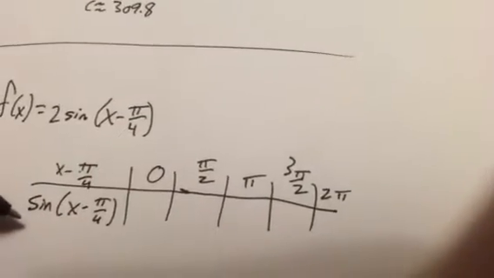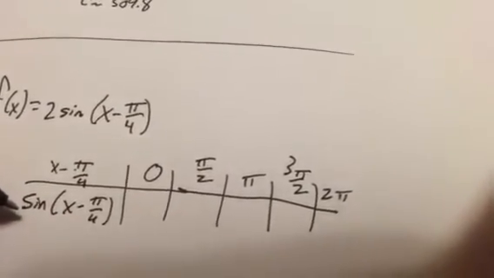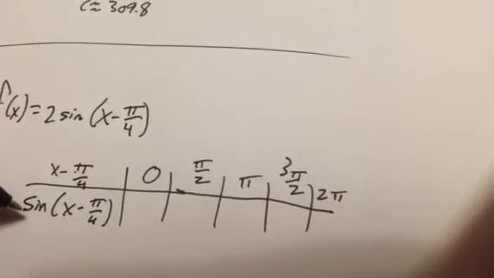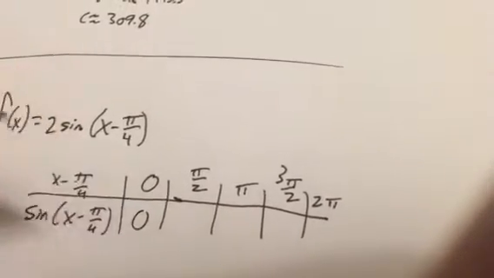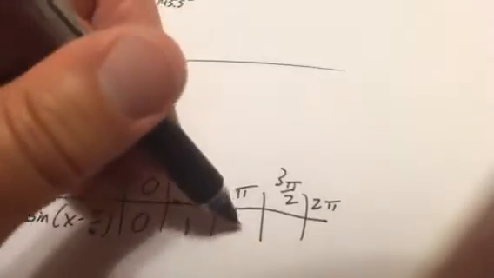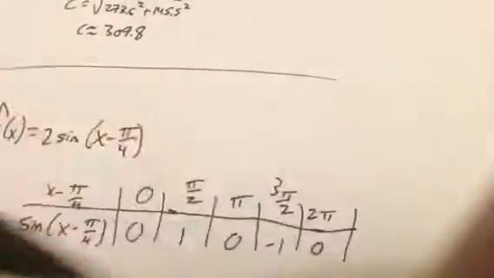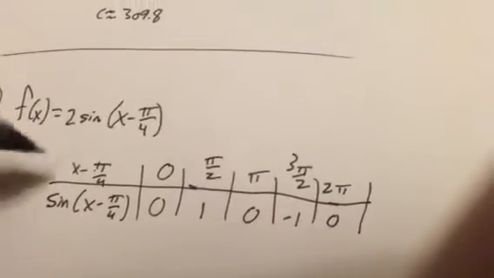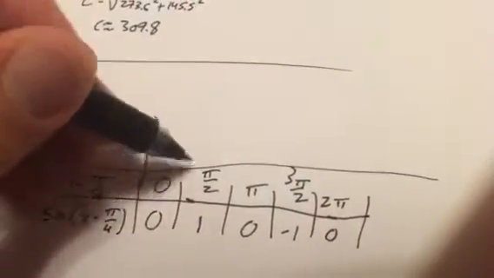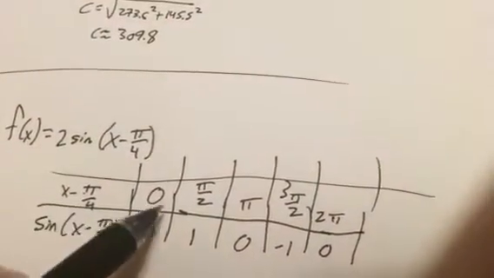And then the thing that I know about sine is when its input is 0, it spits out a 0, and it goes up to 1, back down to 0, down to -1, and then back up to 0. And there's a full period in its cycle. And so now what I can do is figure out what x values would give me these.